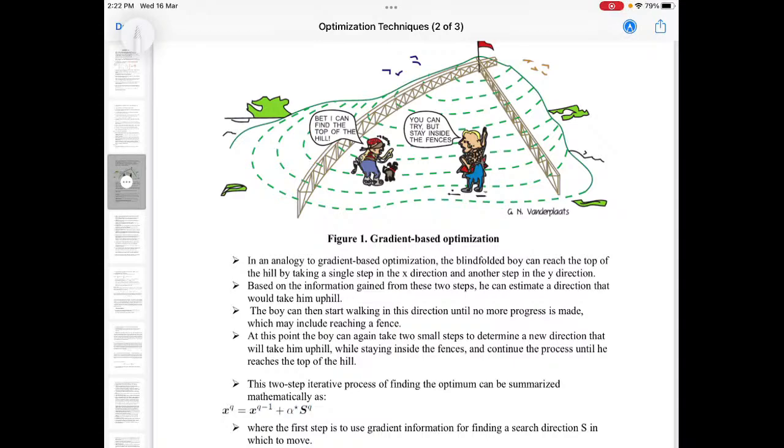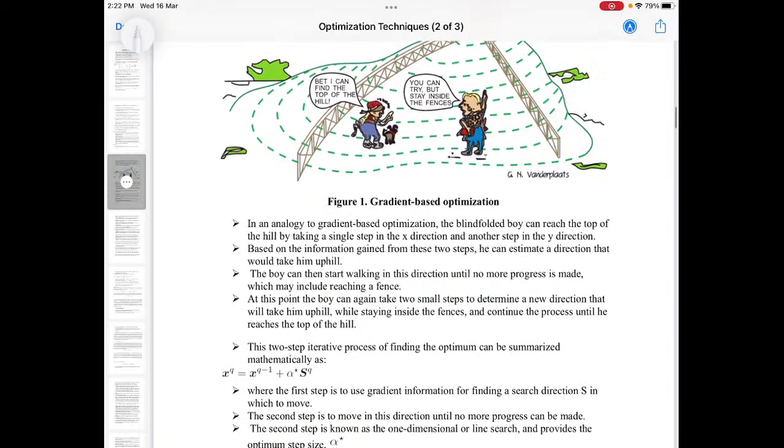Okay. So here, based on the information gained from these two steps, he can estimate a direction that would take him uphill. So the boy can start walking in this direction until no more progress is made, which may include reaching a fence.